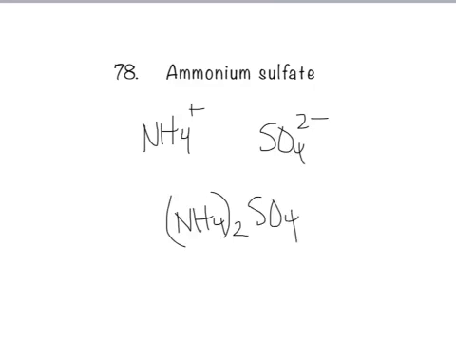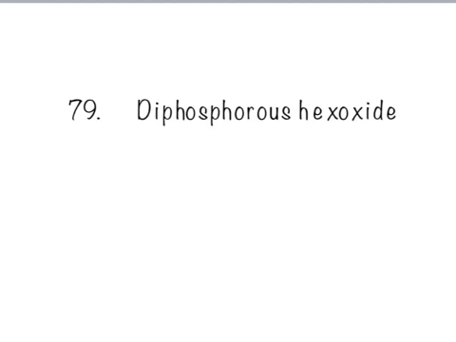Ammonium sulfate. Okay, diphosphorus hexoxide. So let's see, diphosphorus, you would have P2, and then hexaoxide would be O6. Because this is a molecular compound, 2 nonmetals, you will not reduce to a 1 and 3, just leave it P2O6, and you don't cross them or anything, that's only with ionics. So for molecular, you just write it as it is, 2 phosphorus, 6 oxygens.